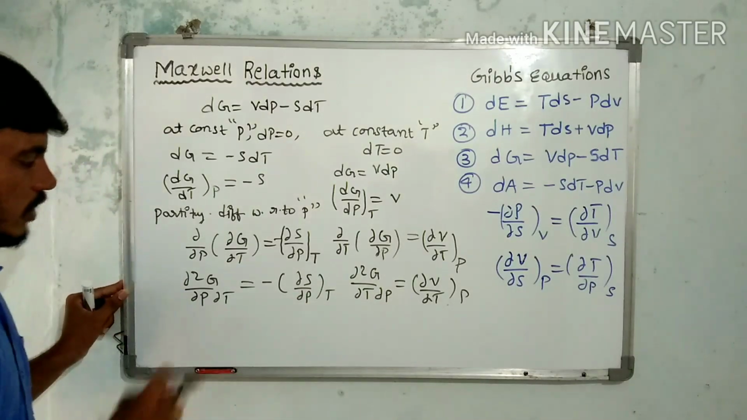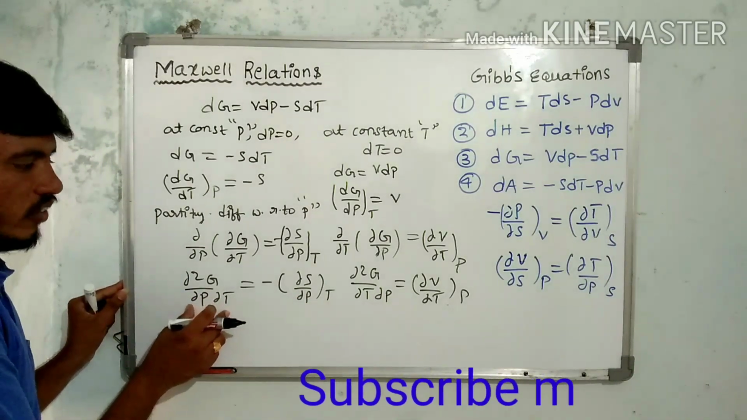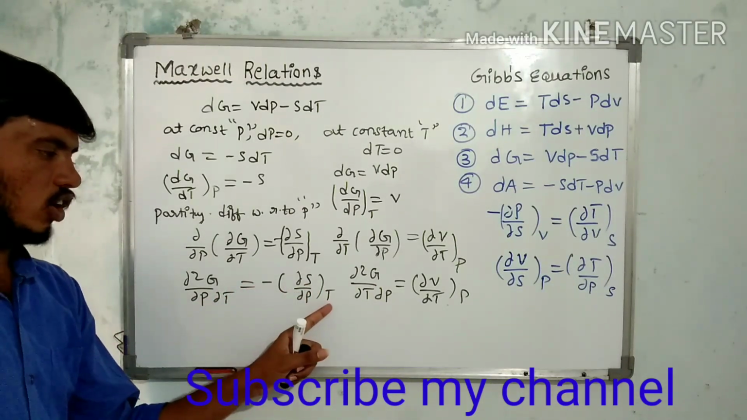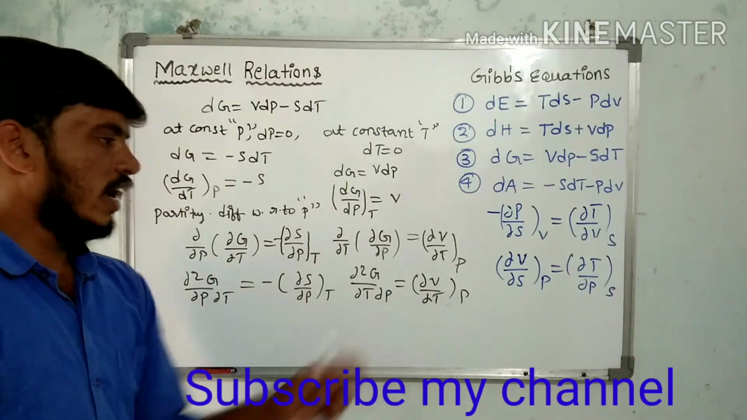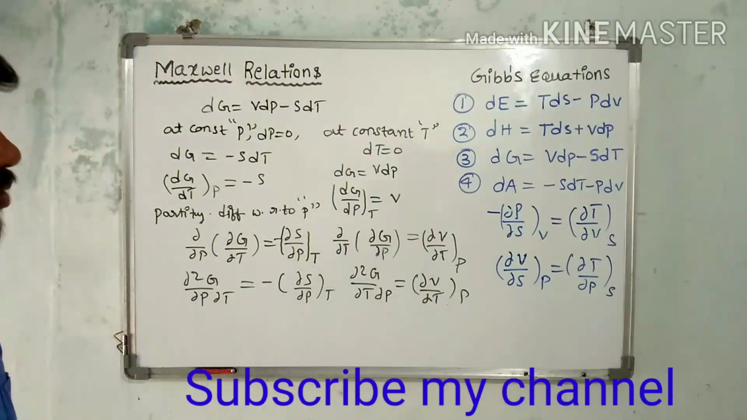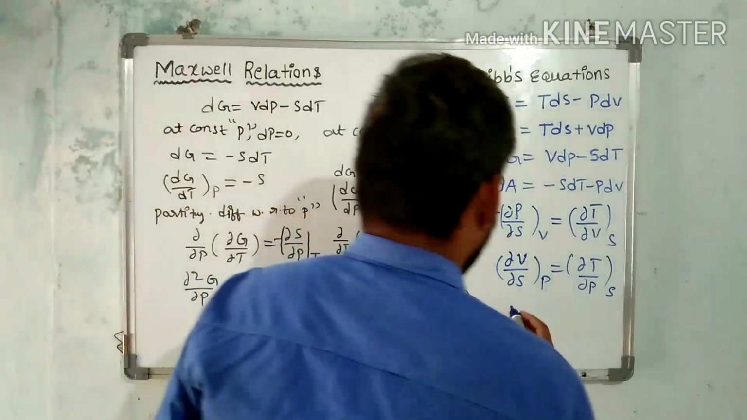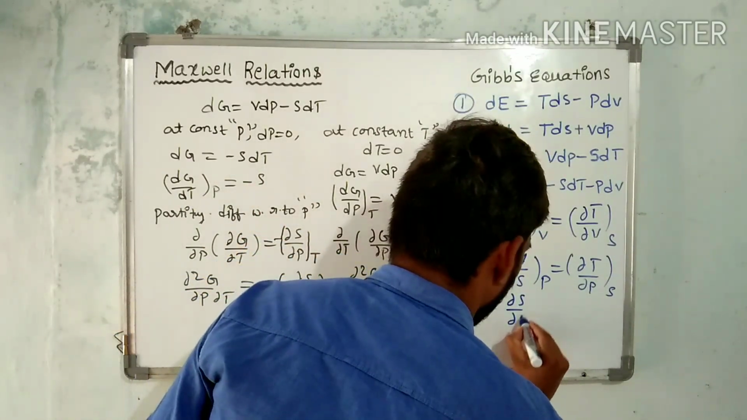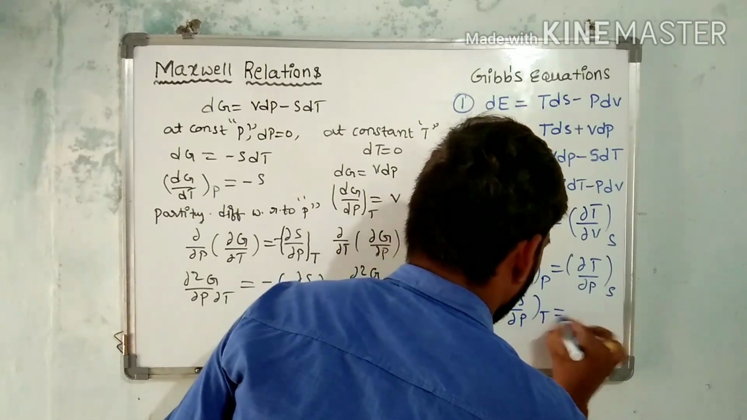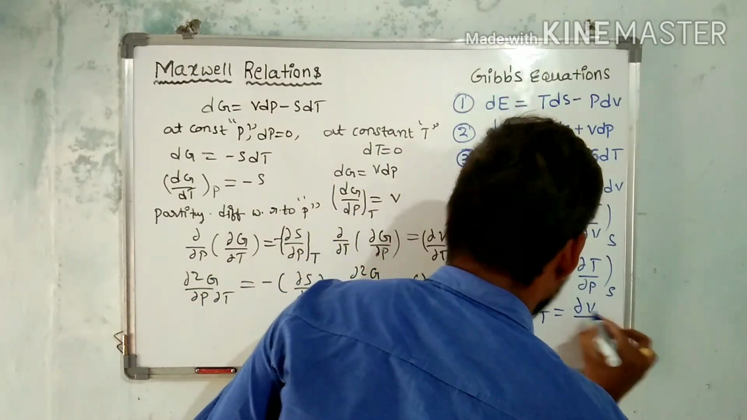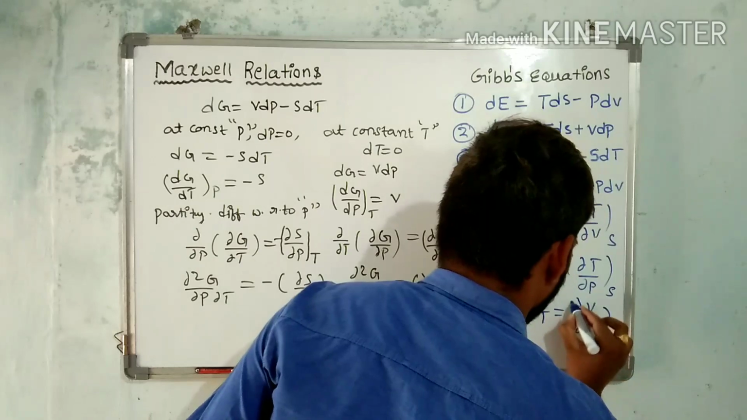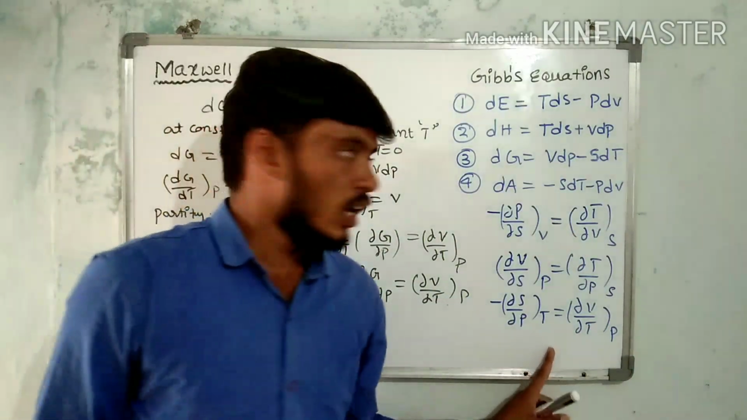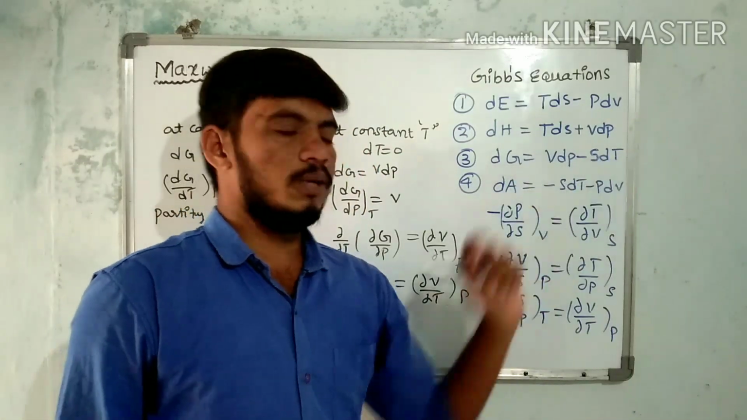Now in these two expressions the LHS is equal, so the RHS is also equal. Now minus ∂S/∂P at constant temperature is equal to ∂V/∂T at constant pressure. This is one of the Maxwell relations: minus ∂S/∂P at constant temperature is equal to ∂V/∂T at constant pressure. This is one of the Maxwell equations obtained by using this Gibbs equation.